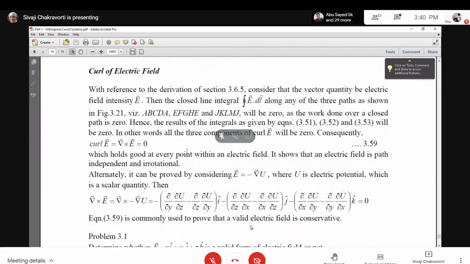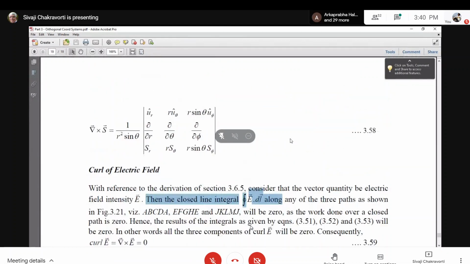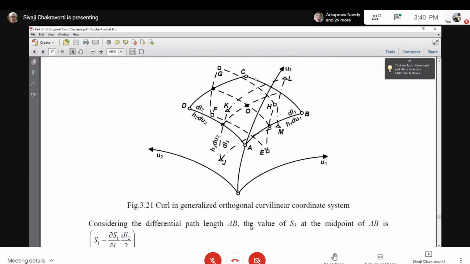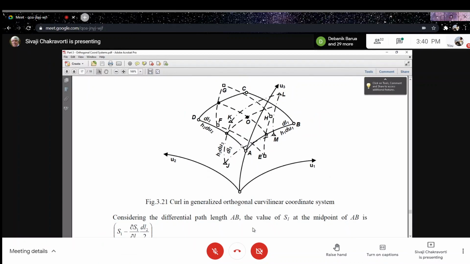Curl of an electric field, right? Now see, if we take the closed line integral E dot dl, what happens? E dot dl is work done. This is quite obvious. So if I just look at the diagram again, A, B, C, D, A is a closed loop. If I take the vector field as E, that means electric field intensity, then E dot dl is work done. And if it is a closed line, what is the work done? 0.